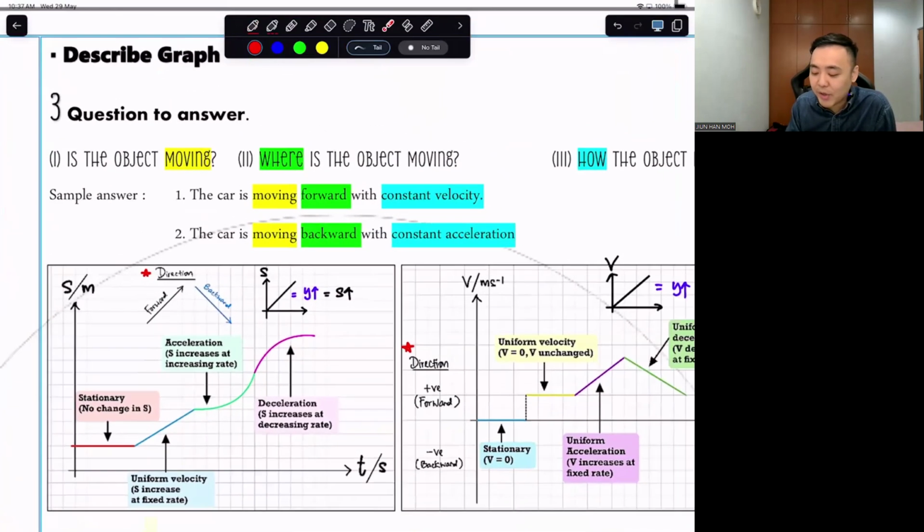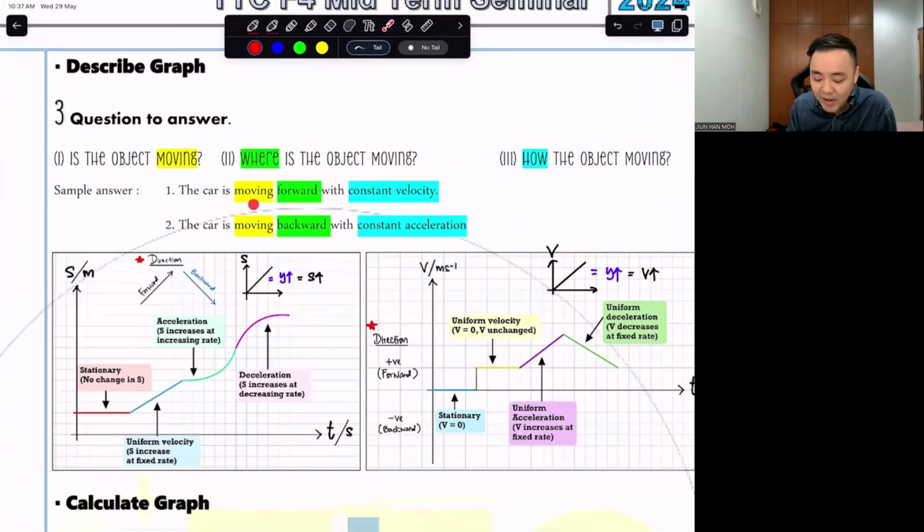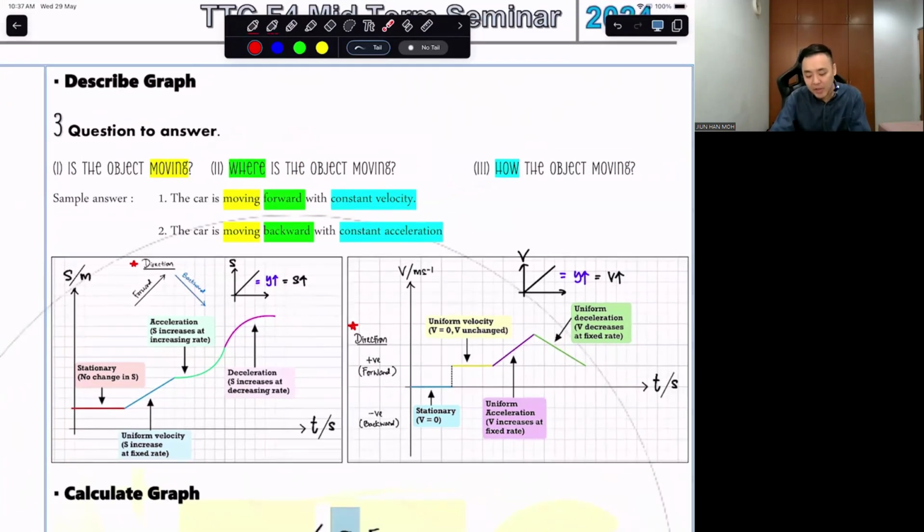Yes, so in your sample question, you can see I highlighted it nicely for you. Moving, then you say, the object is moving, and then the direction, forward, with constant velocity. So when we say how, it's like pace. Moving or not, where are you going, and then the how. Whenever you put them together, you notice it's actually a format. Question 1, question 2, question 3, you put them together, it becomes your answer. Understand?